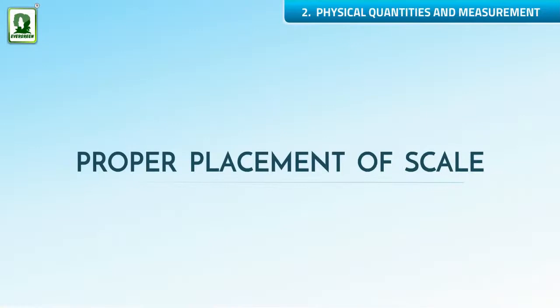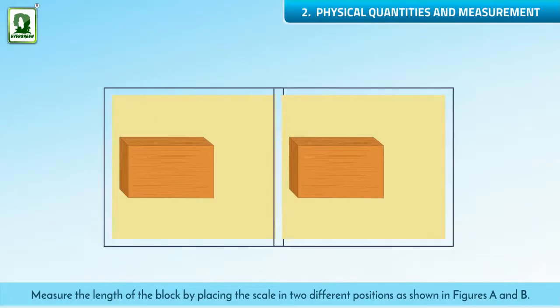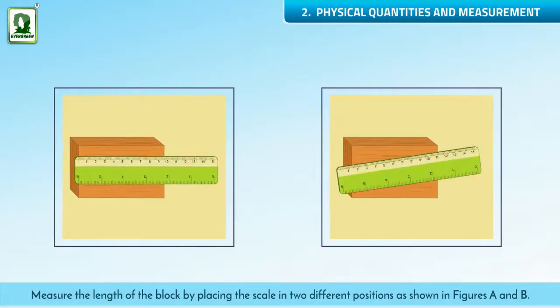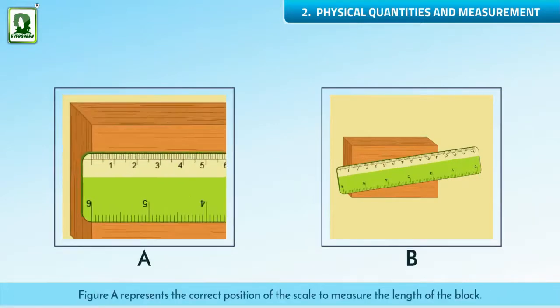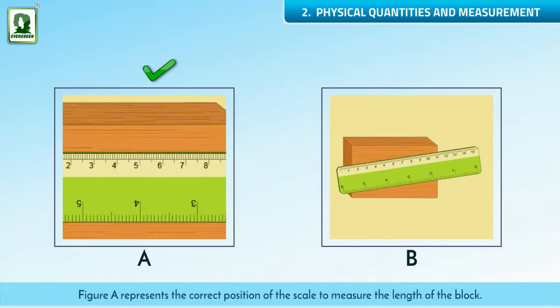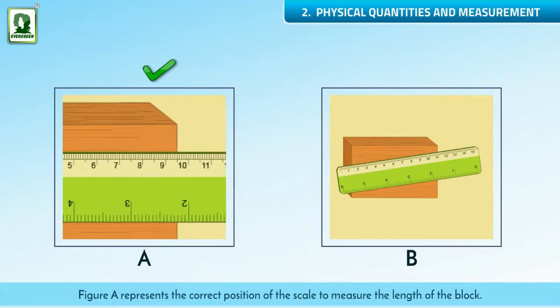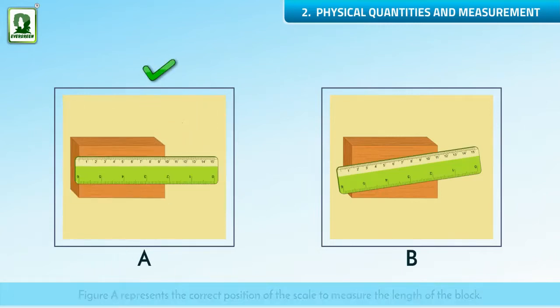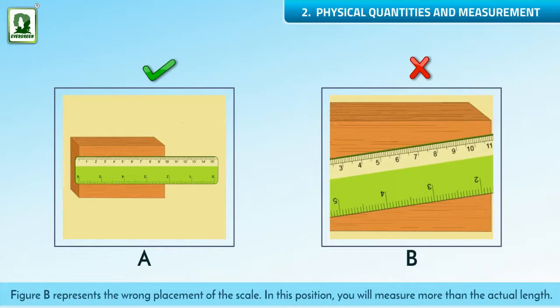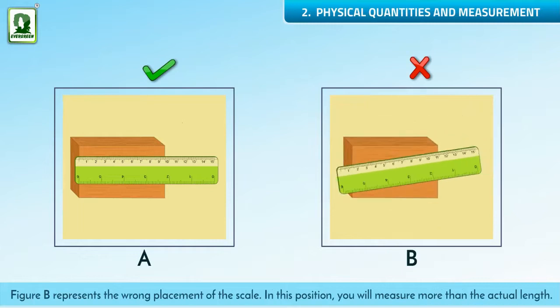Proper placement of scale. Measure the length of the block by placing the scale in 2 different positions as shown in figure A and B. Figure A represents the correct position of the scale to measure the length of the block. Figure B represents the wrong placement of the scale.